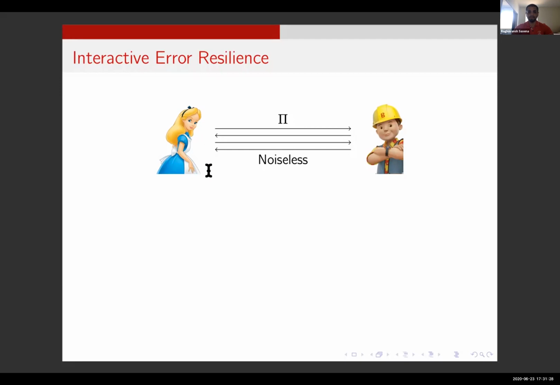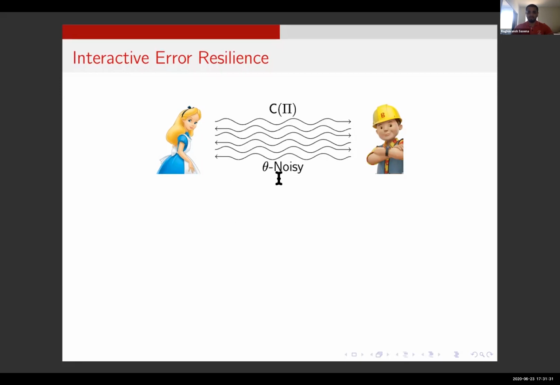What happens when the channel is noisy? A noisy channel is parameterized by a parameter theta and is such that a theta fraction of the symbols sent to the channel can be adversarially corrupted. This means that if the total number of symbols sent is t, then (1 minus theta) times t of those symbols are received directly, but an adversarially chosen theta t symbols may be changed before they reach the other party. Over this noisy channel, because the symbols are corrupted, you cannot run pi by executing it bit by bit. Instead, you need to encode pi to a protocol C of pi that would work even if a theta fraction of the symbols in C of pi are corrupted by the channel.